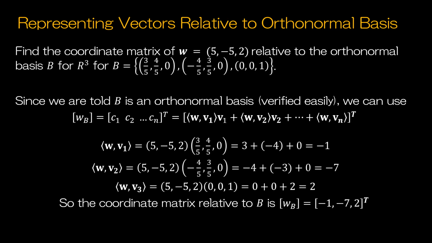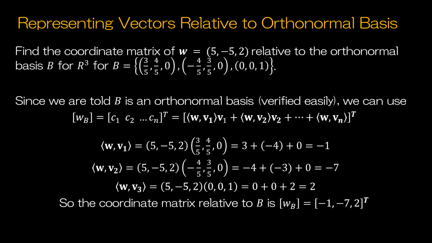So we have a coordinate matrix of W, 5, negative 5, 2. So W is what we're working with. And we have an orthonormal, obviously non-standard basis B. The standard basis would be 1, 0, 0, 0, 1, 0, 0, 0, 1. This is a non-standard basis. What we want to do is essentially a change of basis.